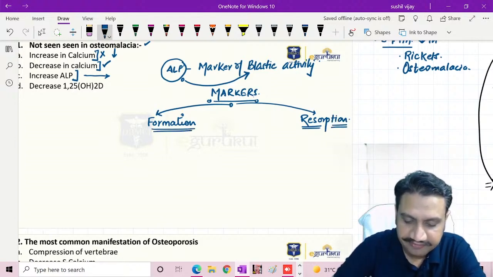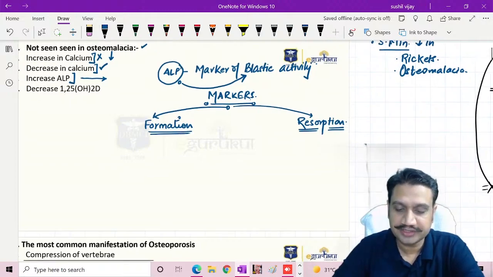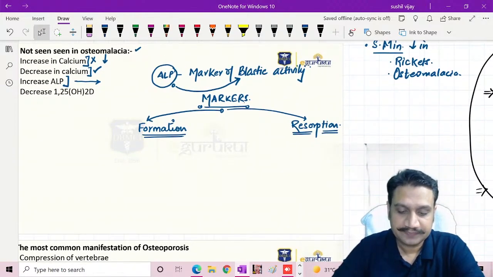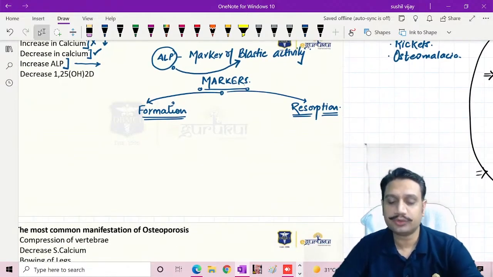Whenever the blasts are working more, will you be sharing the PDF? PDF of what? What PDF you want me to share? Whatever I am writing. So, these are the questions which are already given to you. Are they not given to you already?